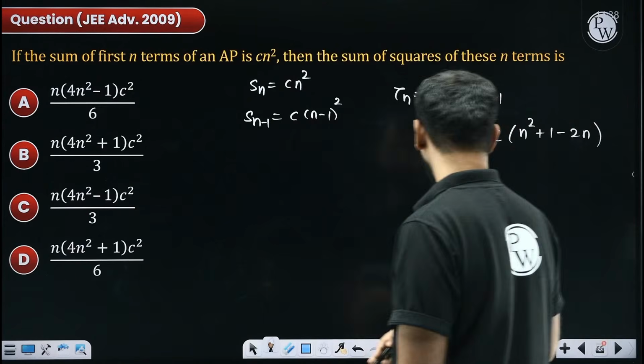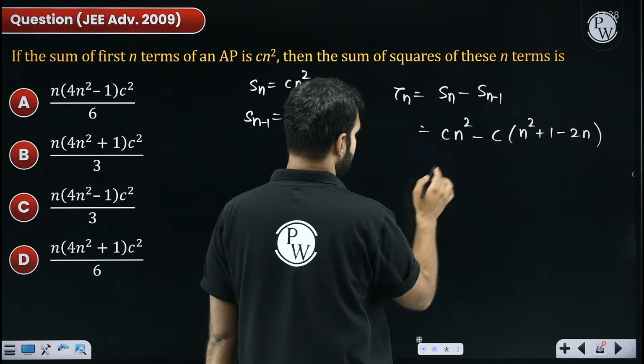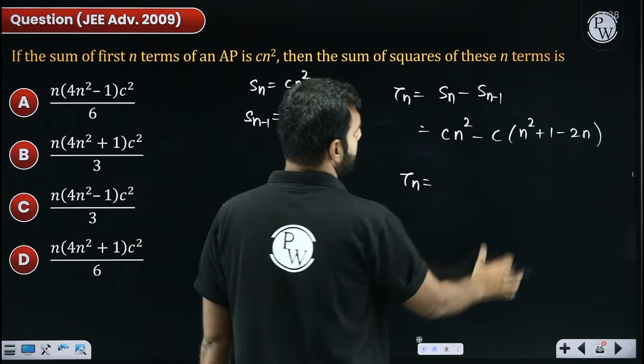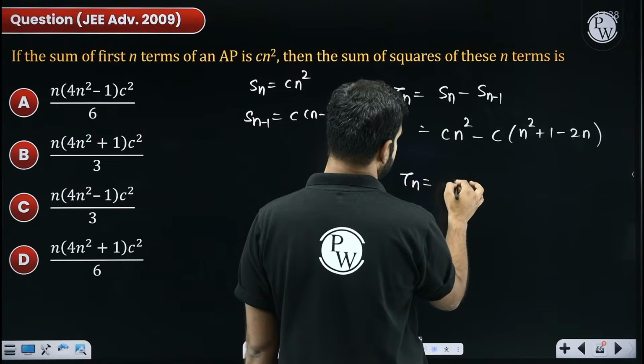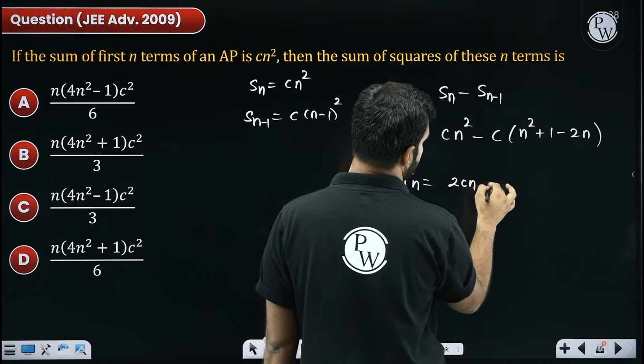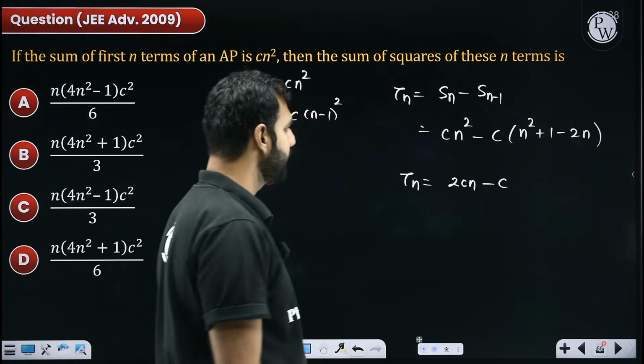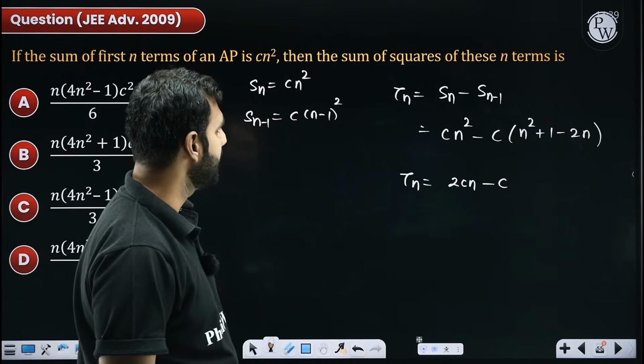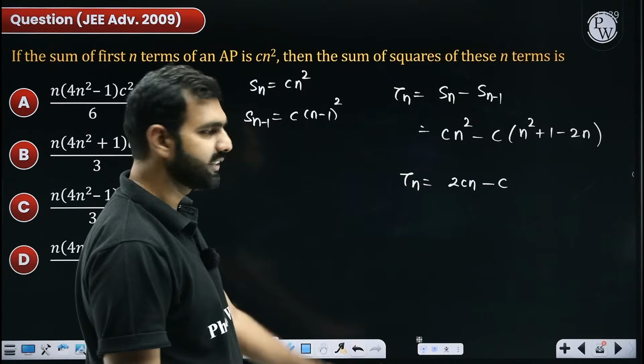Correct me if I'm wrong. Cn square vanishes. So with this, what do I get? I get minus C plus 2nC. So 2Cn minus C is what I get. Everybody give me a quick confirmation on that. Are we going great? Are we correct with this? This is the nth term, right?